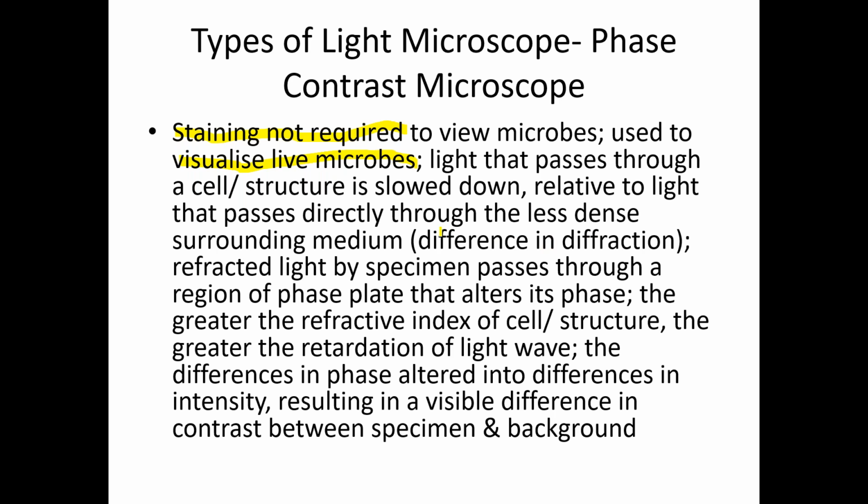So just imagine we have a slide on which we have the microbial culture. Light will be passing through the slide. Light will pass through the edges of the glass slide with a speed, but when the light hits the middle portion, that is the portion where we have microorganisms, it will slow down comparatively. That is, light which passes through the cell or structure is slowed down when compared with the light that passes through the less dense surrounding medium. It is due to difference in either diffraction or even refraction.